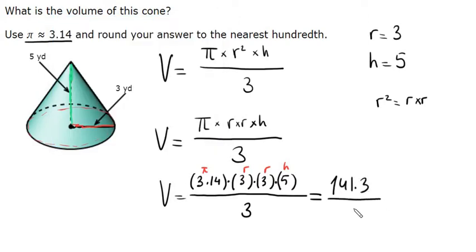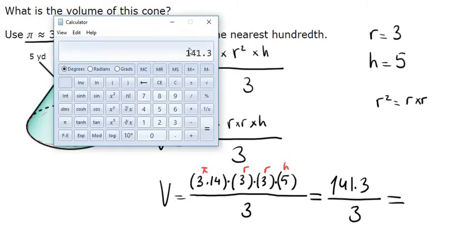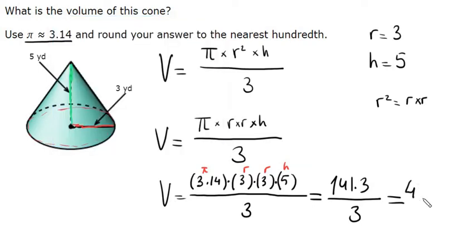141.3 divided by 3. So let's just divide this by 3. Divided by 3 is going to be 47.1. 47.1 cubic yards is going to be the answer. So this is the volume of this cone.